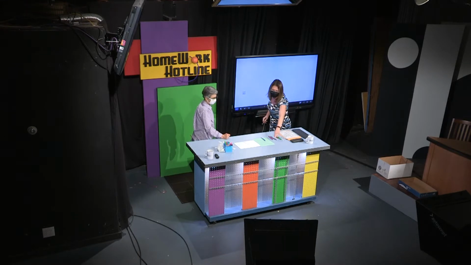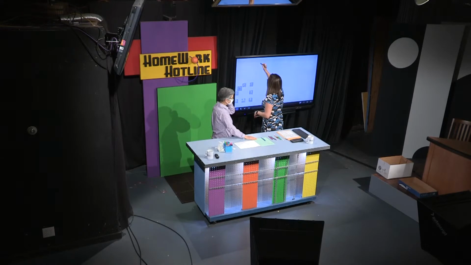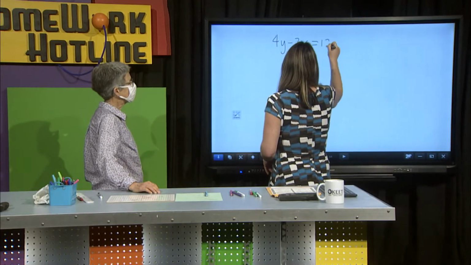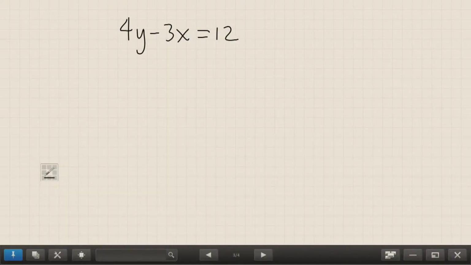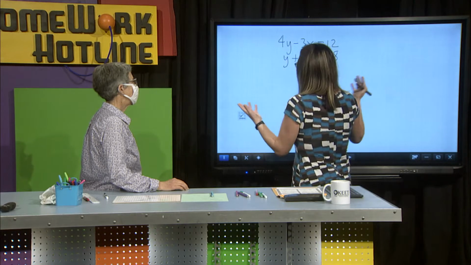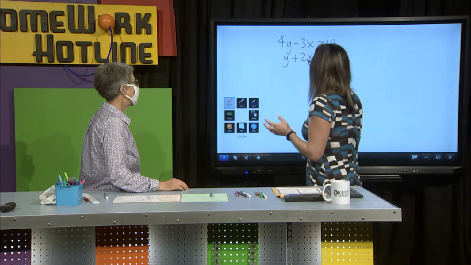So I'm going to use the original equations because it's an elimination problem. The original equation was 4y minus 3x equals 12. And the other equation is y plus 2x equals negative 8. Before, we had y equals, so we'd substitute, but here they're above each other. I could minus 2x, but there's a way called elimination where you eliminate the variables.